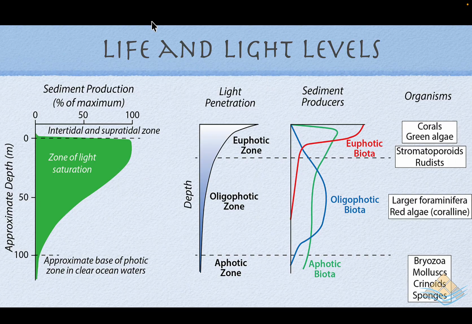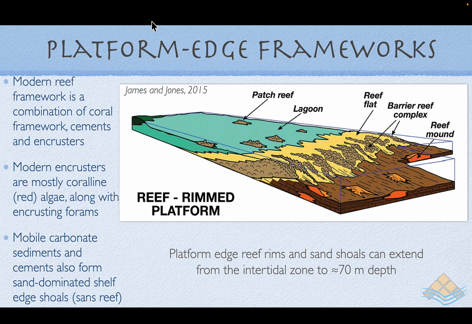Given that light prevails in terms of the maximum sediment production, we can classify what's happening in the shallowest parts of a carbonate platform, the platform edge. A modern reef framework defining the edge of many carbonate platforms in the tropics is a combination of the coral framework built by the scleractinians, along with a variety of biogenic and abiogenic cements, and also many encrusters.